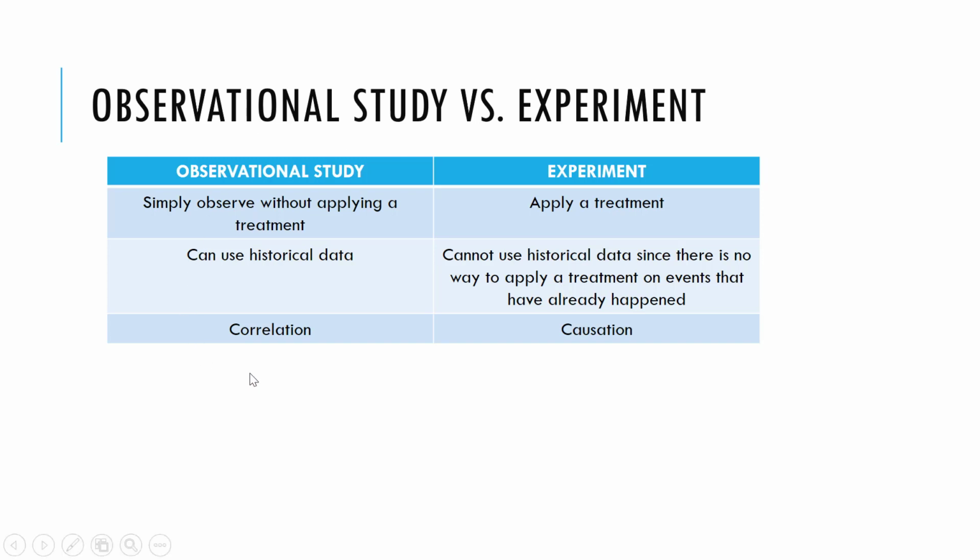And lastly, when we're talking about observational studies, we can say that there is a correlation or a relationship between two variables, but we cannot prove causation. The only way to determine if A causes B or if B causes A is to use an experiment.